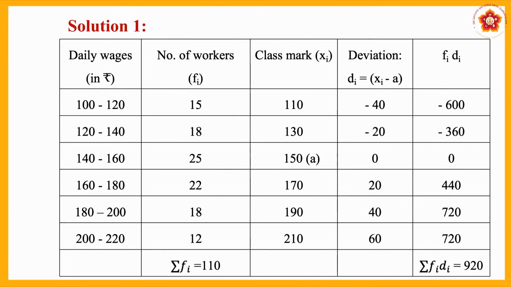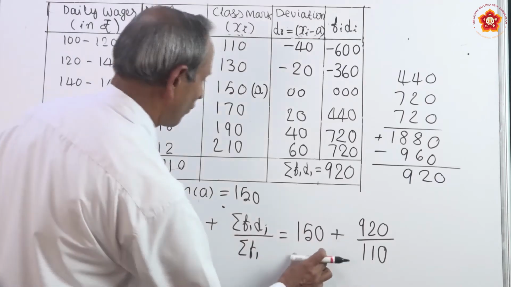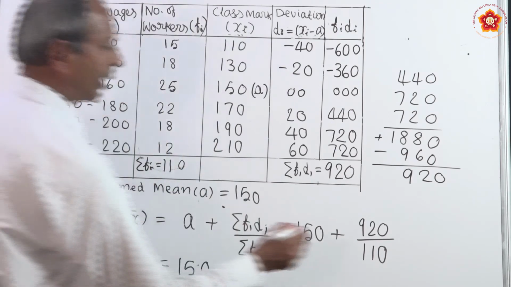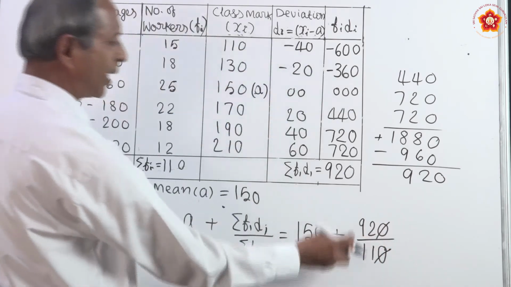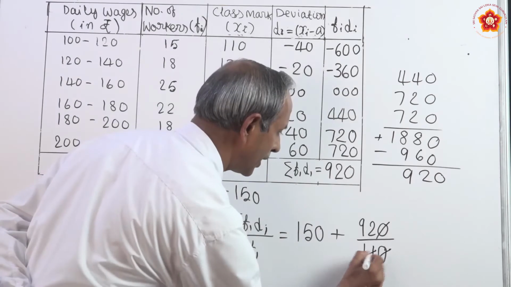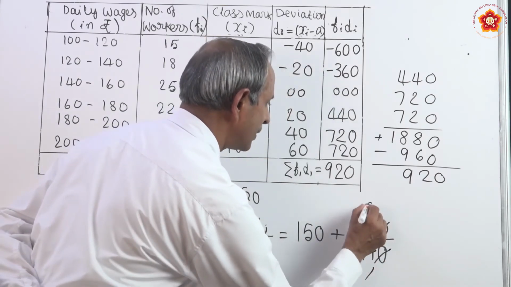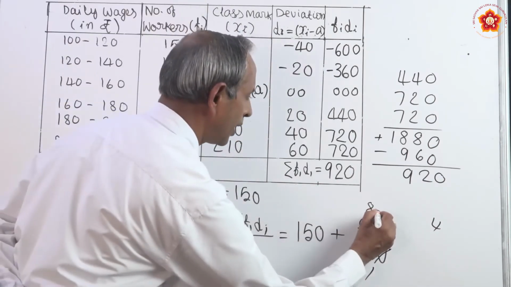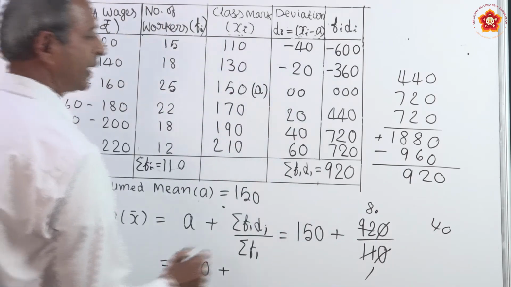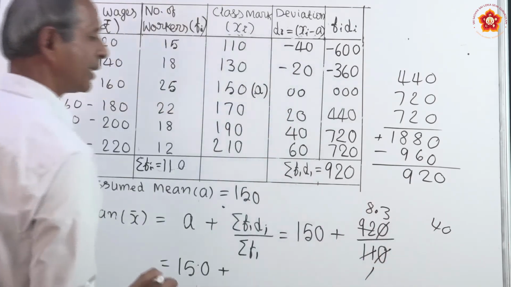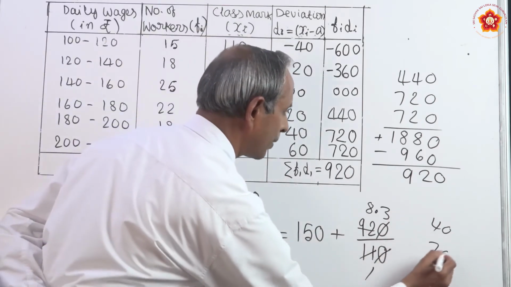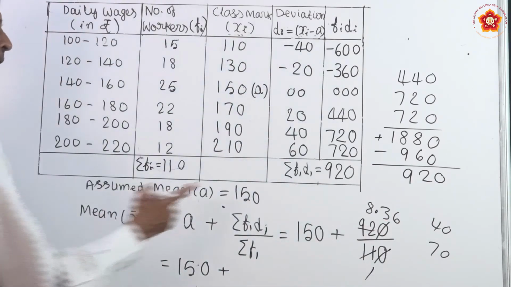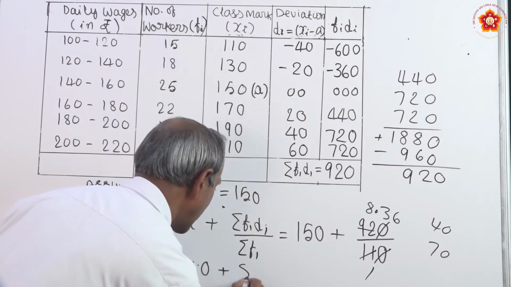Now let us simplify to get the mean value. Here 150 write as it is, 150 plus, here I will cancel 0 and 0. Now you have to divide 92 by 11. I will divide directly. 11 ones are 11, 11 eights are 88, 4 carry. There is no other number, so I will put the point and carry 0. It will go 3 times. 11 threes are 33, then 7 is remaining, 70 it becomes, 11 sixes are 66. Now we will get 8.36. Now we have to add this 8.36.